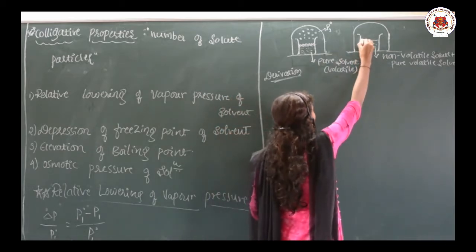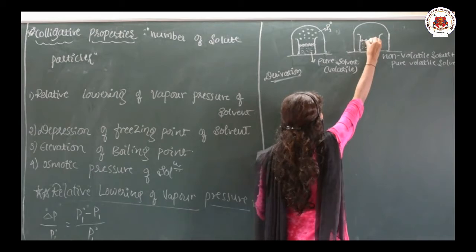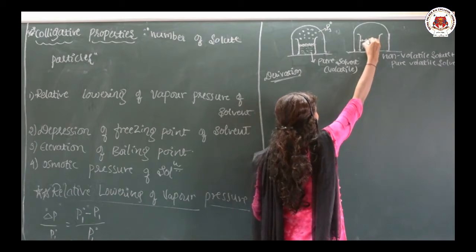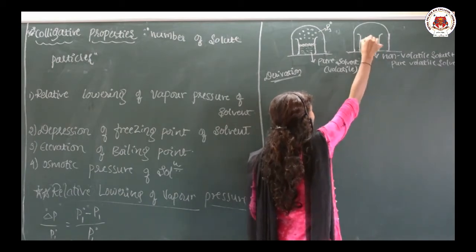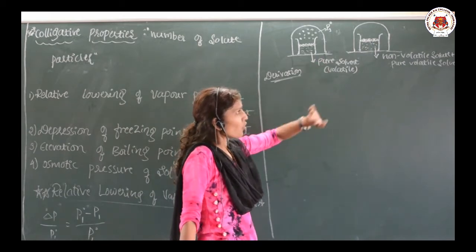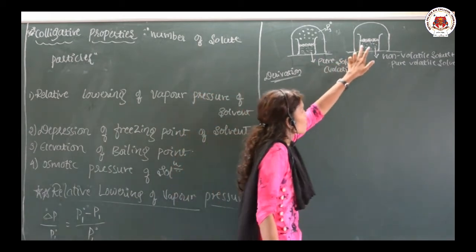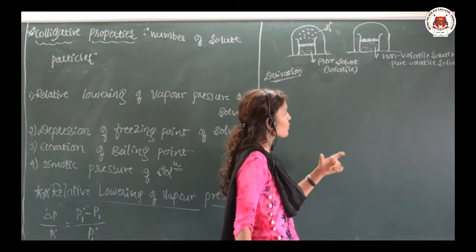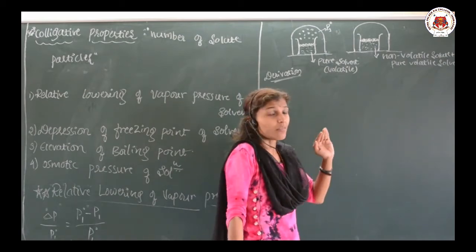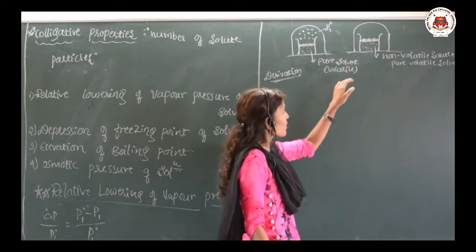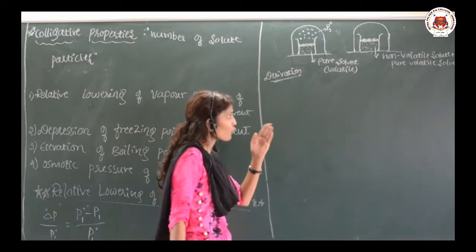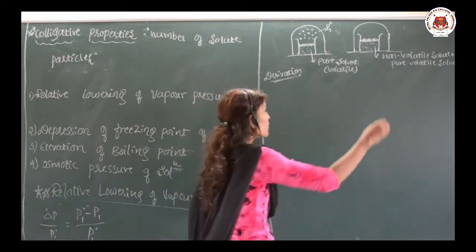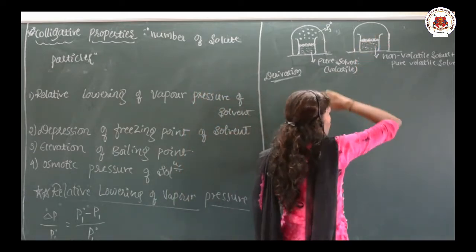When we add a non-volatile solute to the pure volatile solvent, what happens? The surface is not only covered by the solvent particles, it is also covered by some solute particles. Let me mark these as solute particles. Along with the solvent particles, certain solute particles occupy the surface. The solute particles will not escape from the surface, but the number of solvent particles escaping from the surface will be reduced, because some of the particles are solute particles.